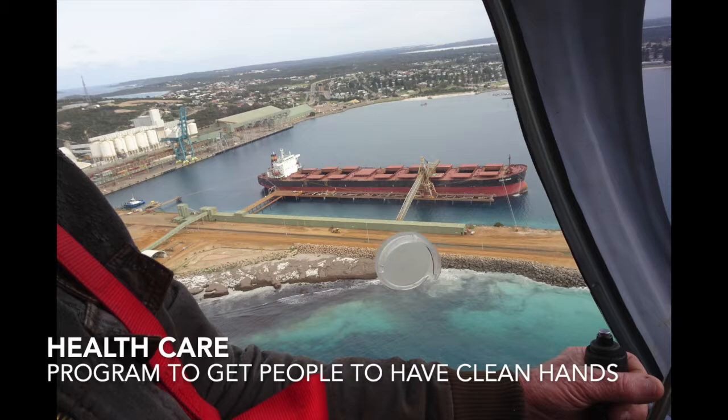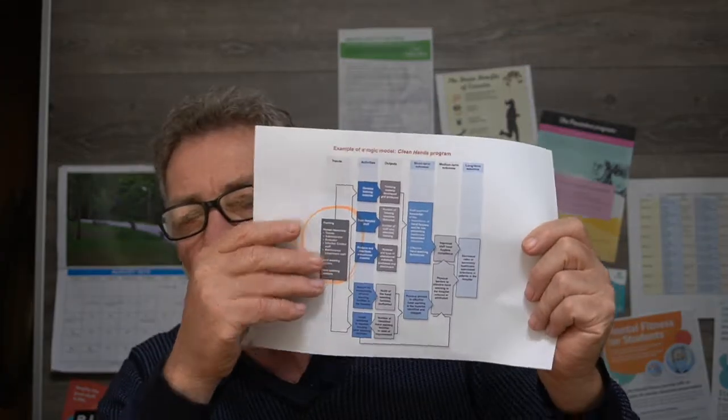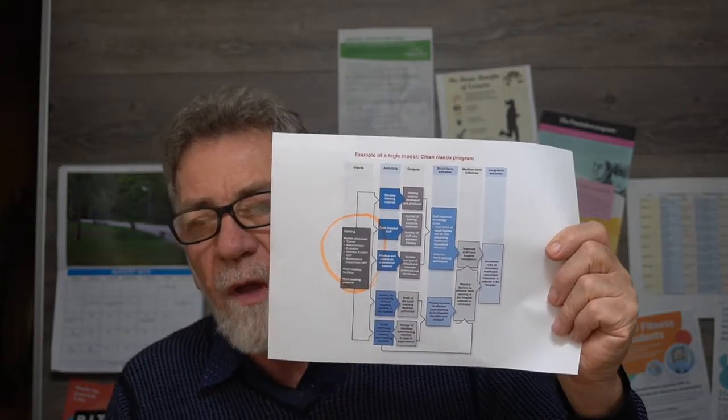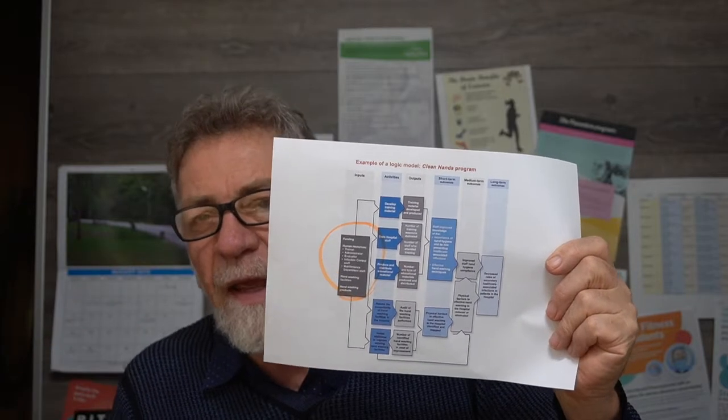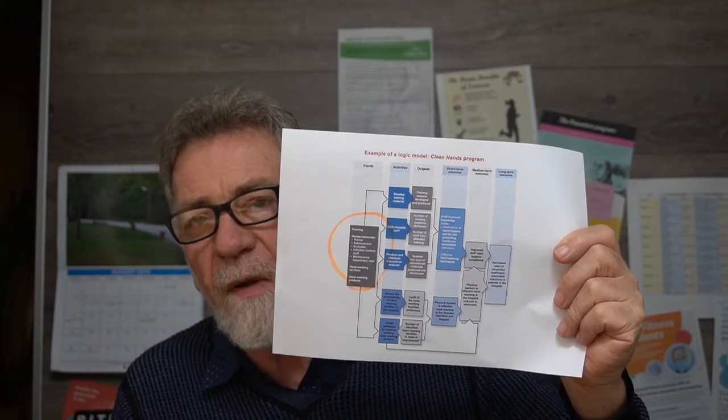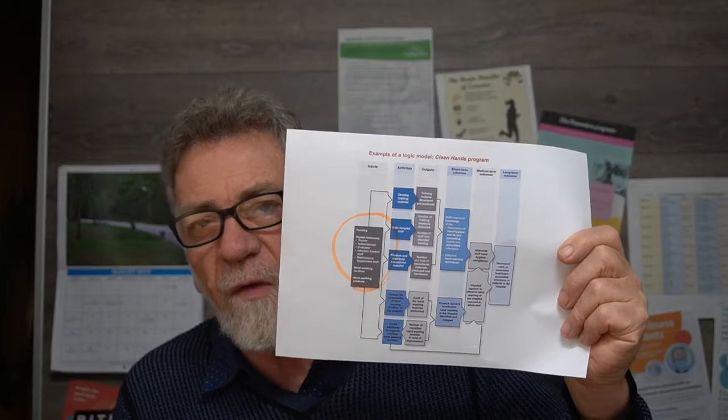Here we've got an example of a logic model, and this is in a healthcare context, and it's a Clean Hands program. So it's a program to encourage people to wash or clean their hands. This is the Clean Hands program, and so this is a program to help people in a health context to keep hands clean and therefore to reduce infection.